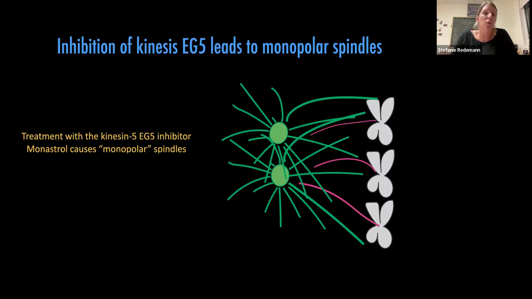You can treat cells with an inhibitor of kinesin 5, monastrol in this case, and this causes monopolar spindles. However, I would call them somewhat fake monopolar spindles, because these spindles do have two spindle poles that are just collapsed into one bigger pole, right? So there are still two centrosomes that are collapsed together, and the chromosomes are pushed away from these spindle poles.